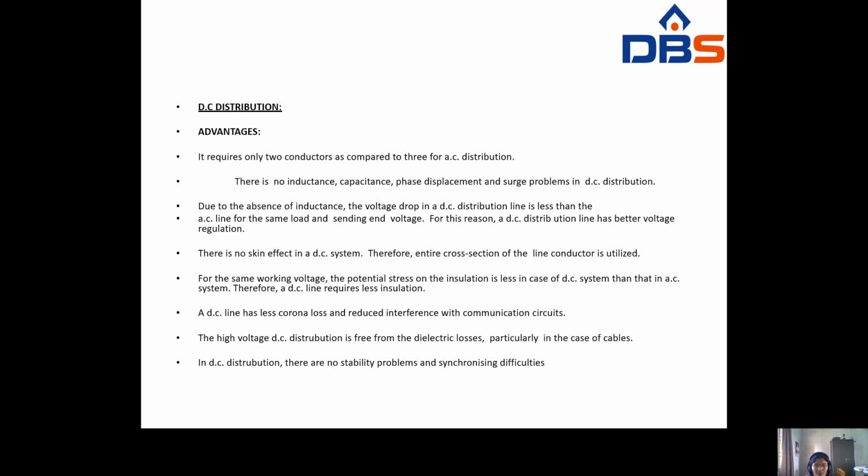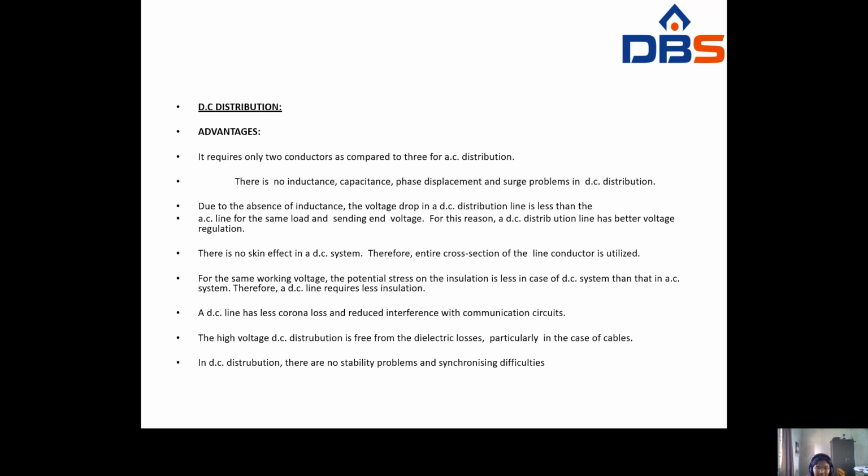For the same working voltage, the potential stress on the insulation is less in the case of the DC system than in the AC system. If we compare these 2 systems at the same voltage, the potential stress on the insulation is less in the DC system. Therefore, the DC line requires less insulation compared to AC distribution.